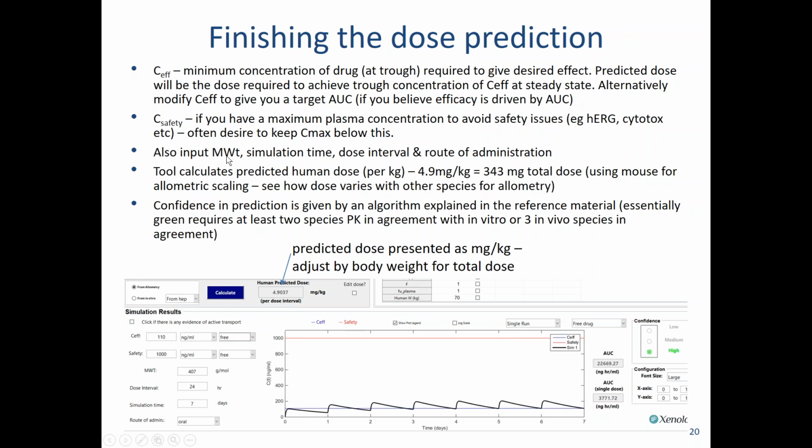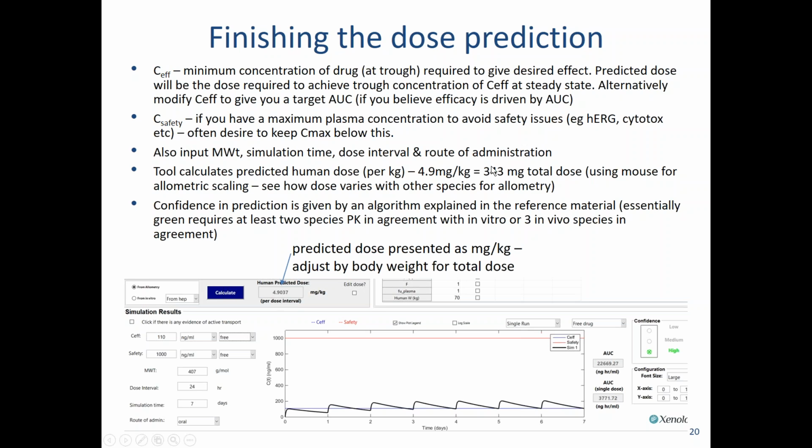The other things you need to input: molecular weight, the simulation time, dose interval, and the route of administration. So then the tool calculates predicted human dose, and the calculation is presented on a mg per kg basis. So obviously if you want to know total dose, you've got to adjust for the body weight.